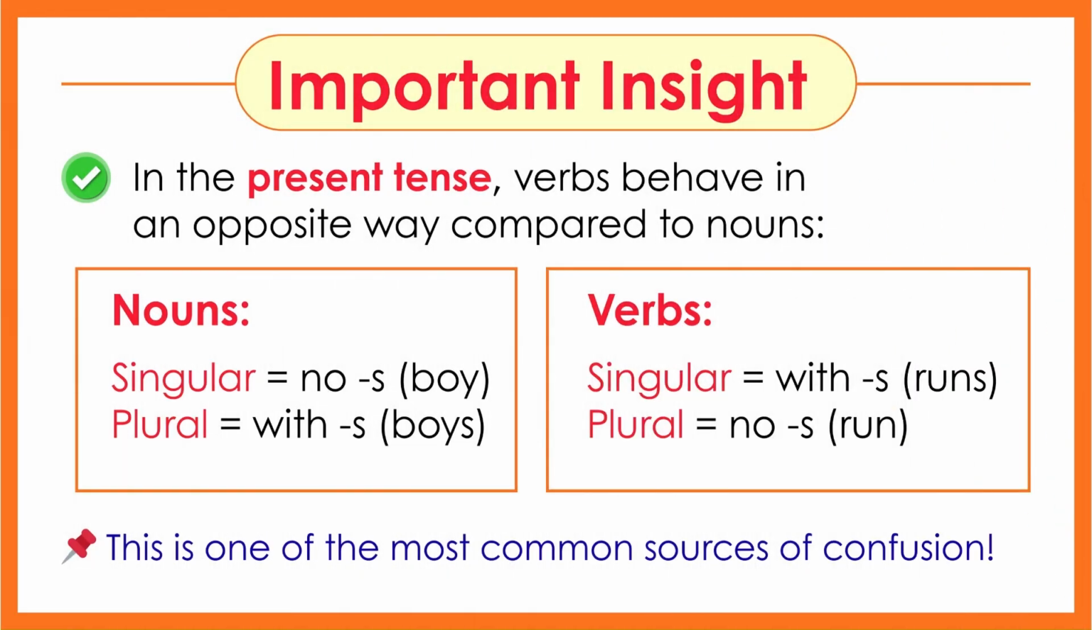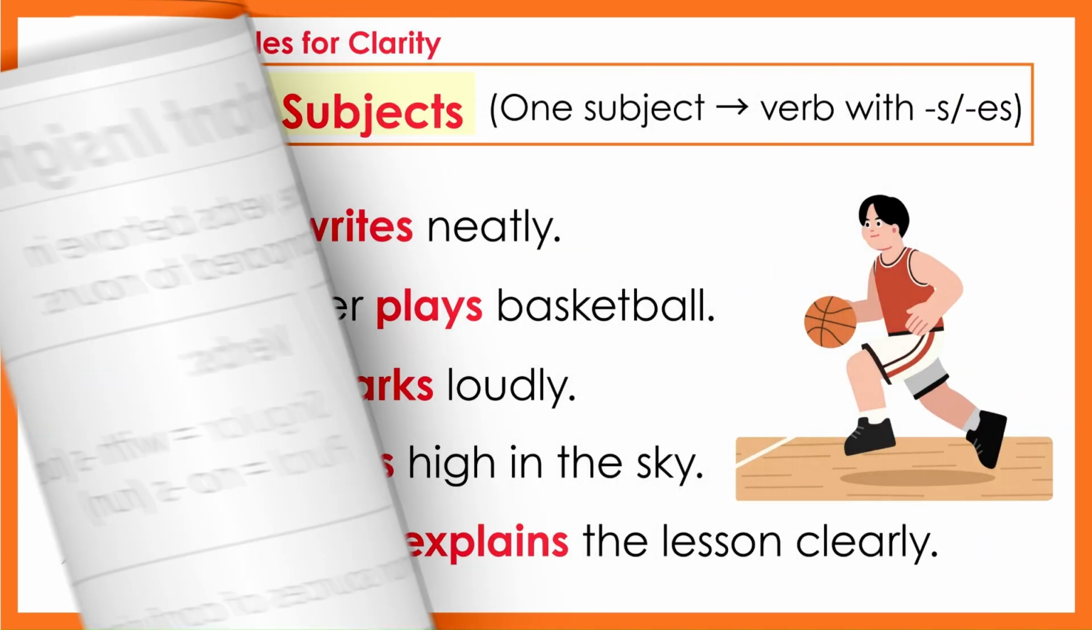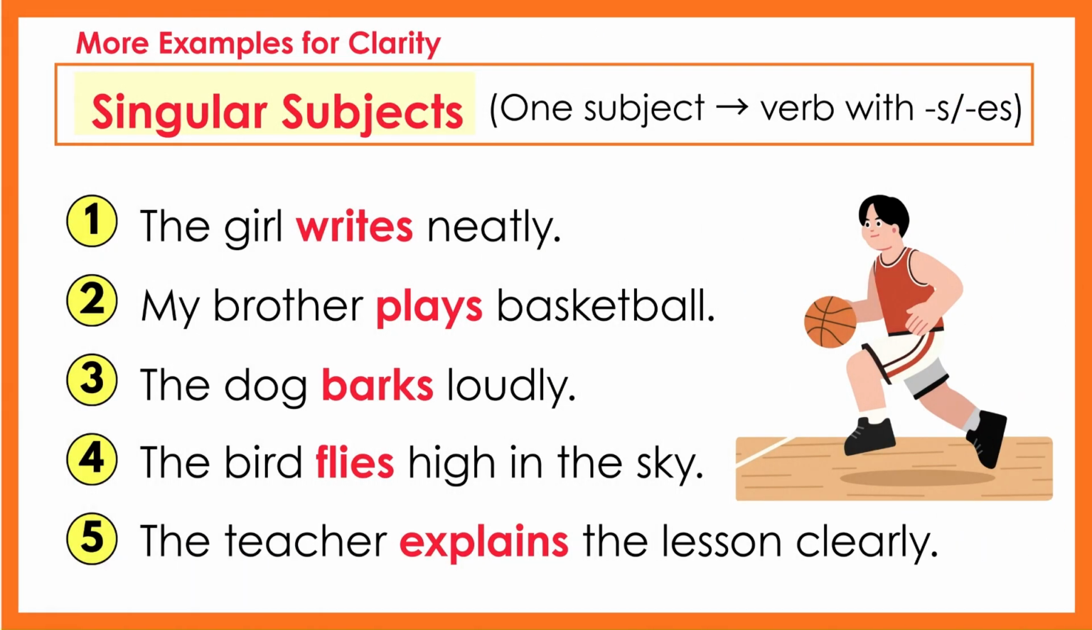Important insight. In the present tense, verbs behave differently from nouns, which often causes confusion. Nouns: singular noun, no s, example, boy. Plural noun with s, example, boys. Verbs: singular verb with s, example, runs. Plural verb, no s, example, run.